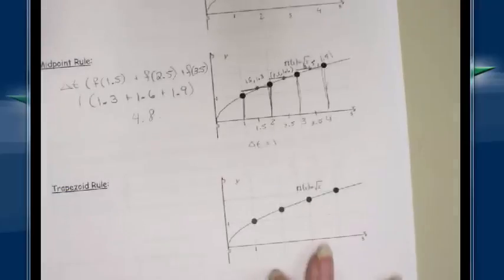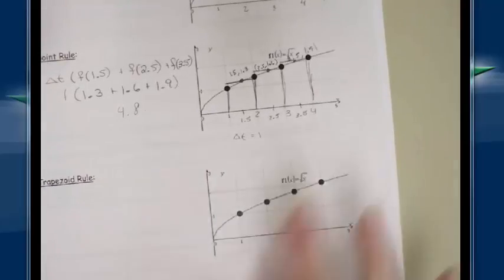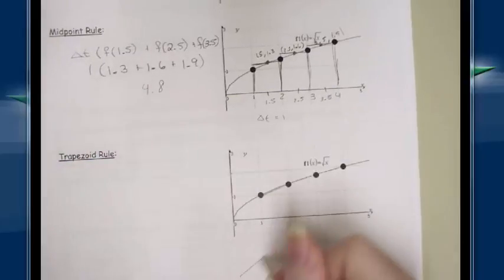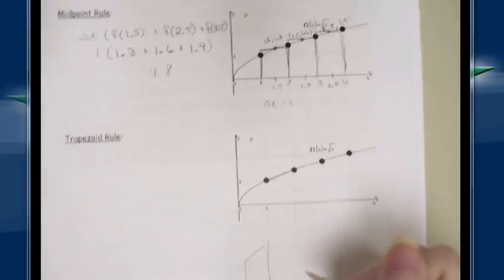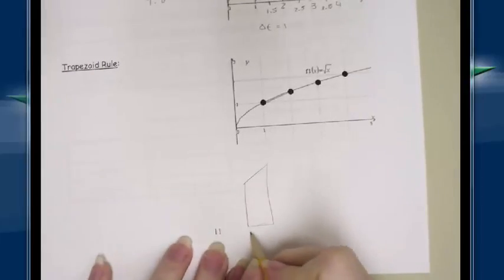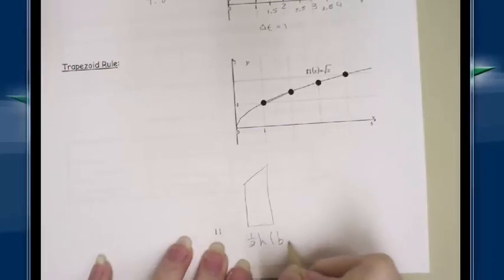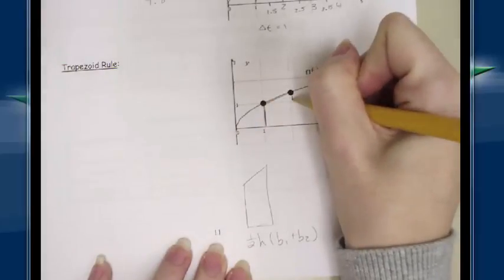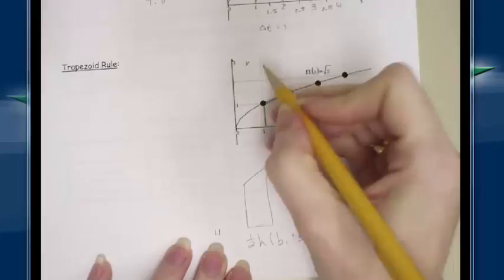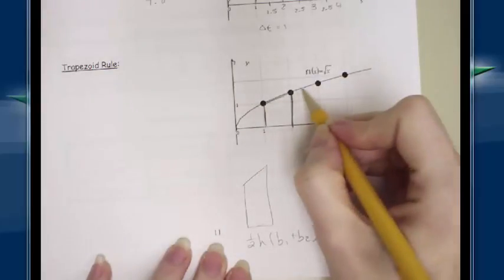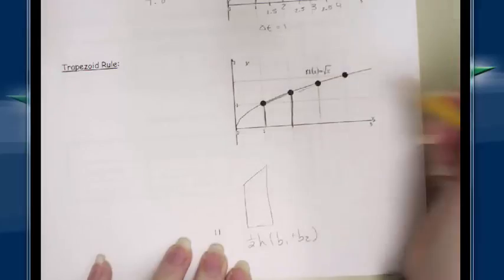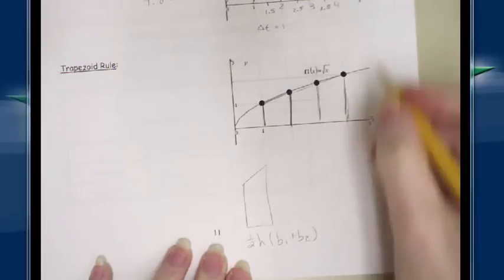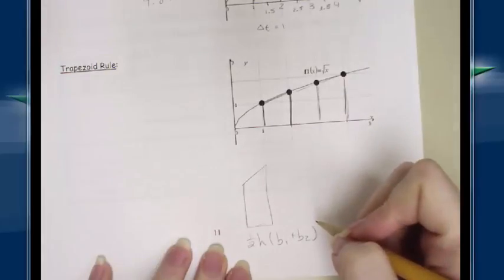All right, so then the trapezoid. Now, trapezoids look like this shape right here. So we can see the trapezoid formula says 1/2 times the height times the sum of the bases, where the base comes from the left side and the right side. And you can see the great thing about the trapezoid is that there is so much less extra space in there, okay? That's the beauty of it.